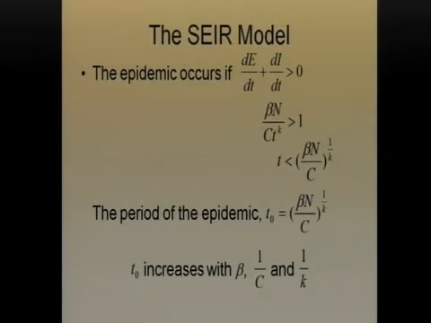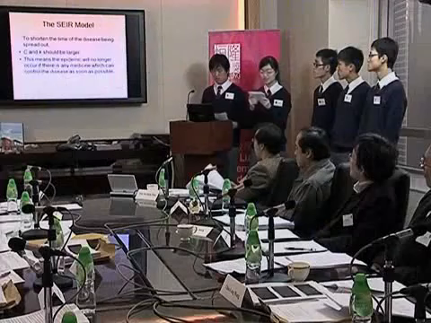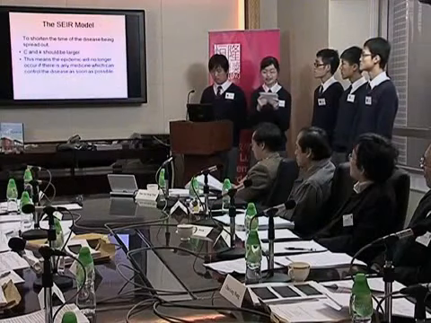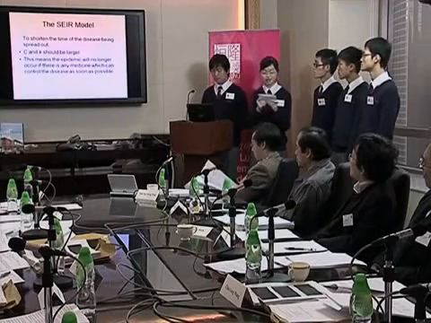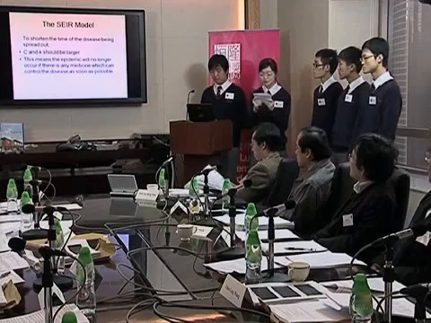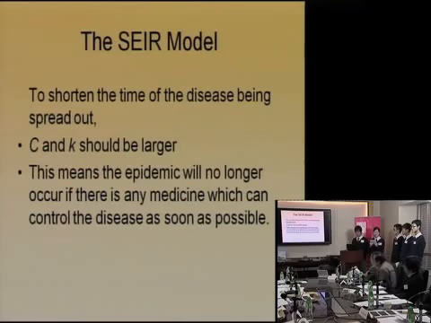Theoretically, the epidemic occurs if dE/dT plus dR/dT is larger than 0. Then we can have the period of the epidemic T0 equals (beta N over C) to the power 1 over K, and T0 increases with beta, 1 over C, and 1 over K. In order to shorten the time of the disease being spread out, C and K should be larger. This means the epidemic will no longer occur if there is any medicine which can control the disease as soon as possible.